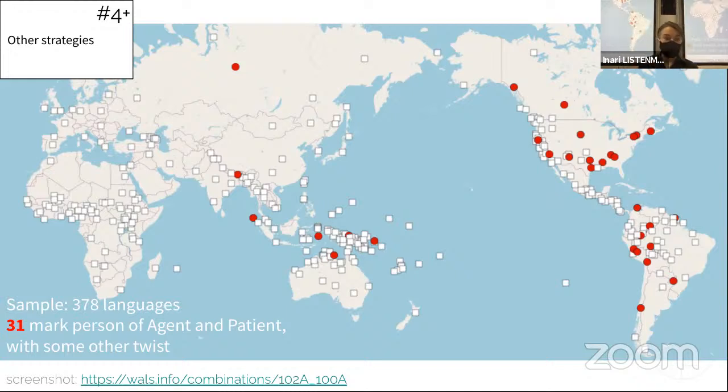But yeah, I got lazy here because I thought, okay, we need a break before I show you so much GF code. So 31 of the rest of this sample is using some other twist, which you can go and read in the Walls map yourself. And again, it's not just maps, it actually has these explanations.